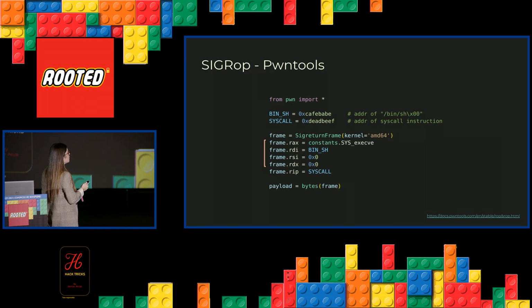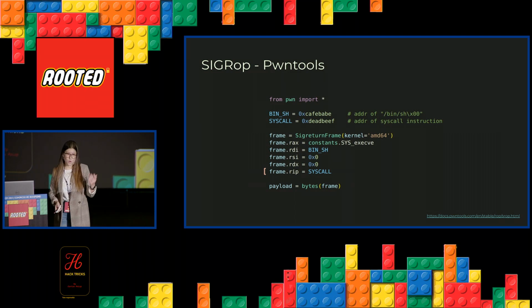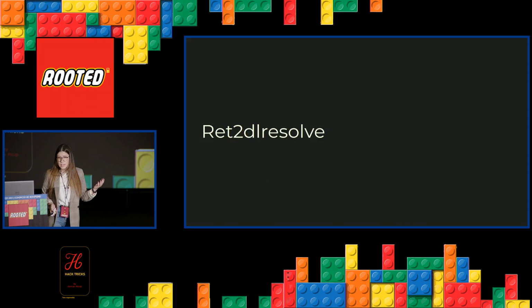So for execve, this constant is just 0x3b, the one we've seen before. And then the address of /bin/sh, 0, 0. And again, as we've seen, we also edit the value of RIP to the address of a syscall instruction. Here you can also find the link to the pwntools documentation, which is very well made. So if someone wants to go a bit deeper, you can find it here. And this was all for the first technique. Now we can jump to the second one.